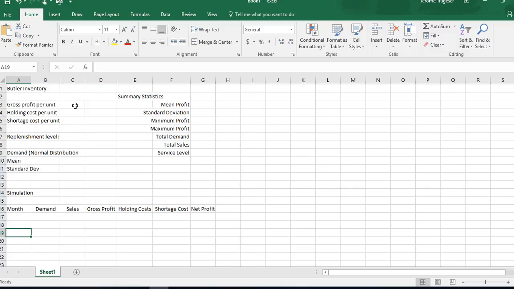book. We're told that our gross profit per router is $50. Butler buys a router for $75 and sells it for $125, so the gross profit is $50. They also incur a holding cost of $15 per router, meaning that if they don't sell a router, it costs them $15 to hold it in stock. And we're told that they have a shortage cost per unit of $30 per router, meaning if they run out, they lose out on $30.